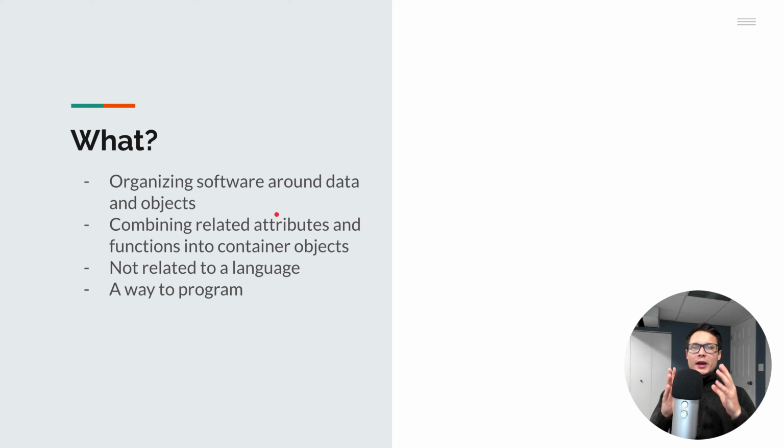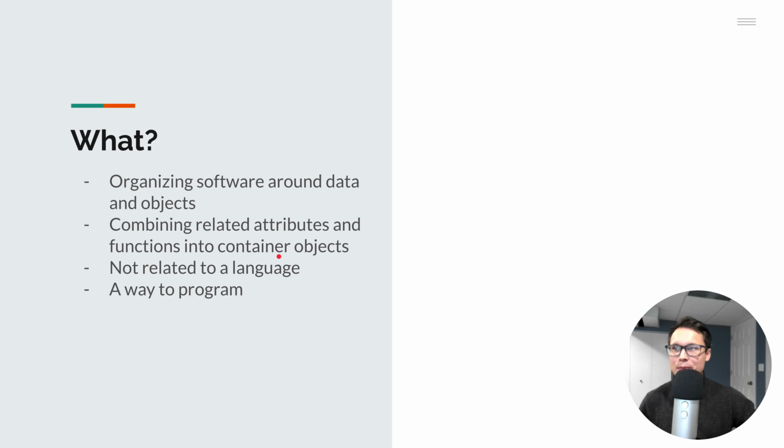Object-oriented programming is simply a way for us to organize software around data and objects. And I'm going to rephrase that in a way where it's not so much about the language. It is not so much about what you program in. More so, it's about how you program, right? Because you can program multiple ways. But object-oriented programming is one of the ways that you can program. And one of the ways includes combining related attributes and functions into container objects. So attributes are simply things that define something, and then functions are what something can perform, right?